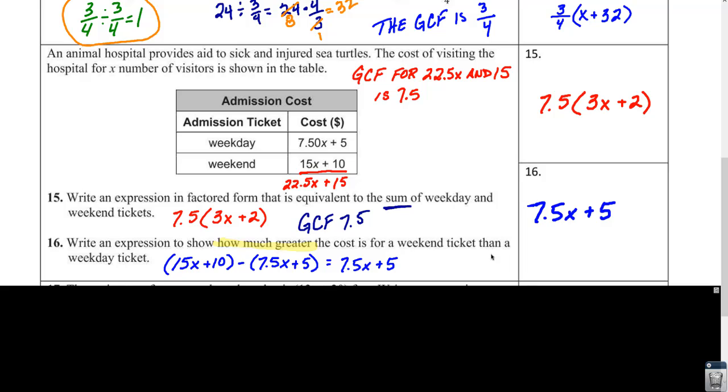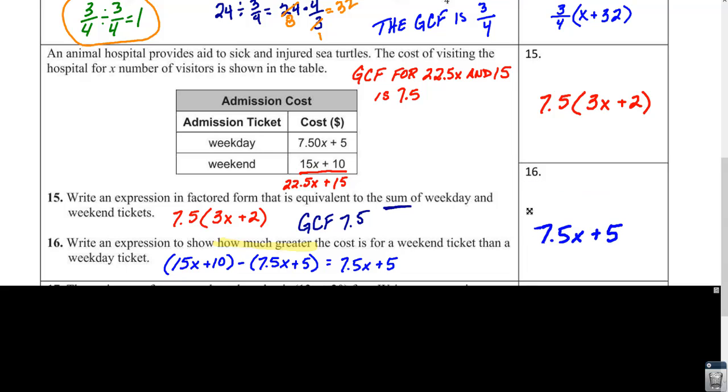And then 16 says, write an expression to show how much greater the cost is for a weekend ticket than a weekday ticket. Well, to get the difference, you'd have to do the 15x minus the 7.5x. That's 7.5. And the 10 minus the 5. That's going to be the 5.